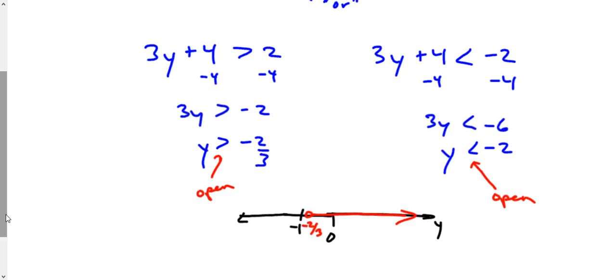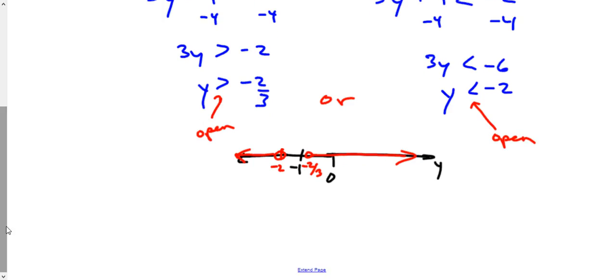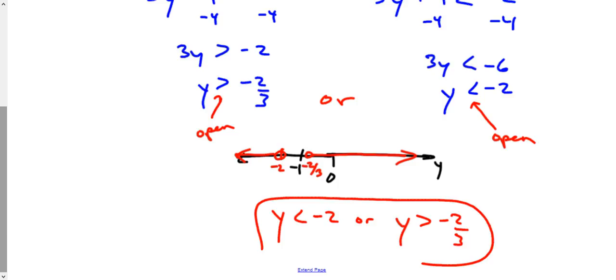Our next one, we're going to go to -2. All right, -2 we'll put right here. Once again, it's going to be open circle. It's not equal to. And all y values are going to be less than that, so it's going to go this way. Notice we have a gap in our graph. Because of that, this is an OR statement. So we can write this as, okay, all y values less than -2, or all y values greater than -2/3. And that would be our inequality statement.